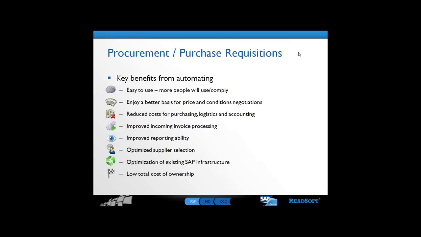So automating procurement and purchase requisitions has some real key benefits. It's very easy to use, so more people are likely to comply and use this. Of course, that will increase your negotiation leverage for a better price and terms and conditions, reduce your costs, and improve the speed of your business in getting supplies into your own business.